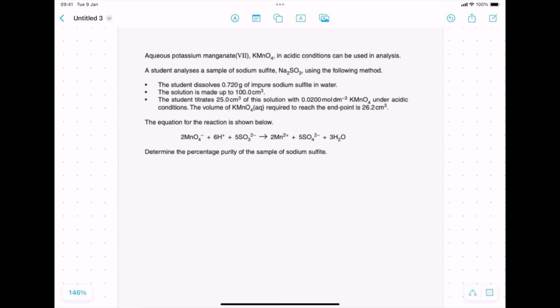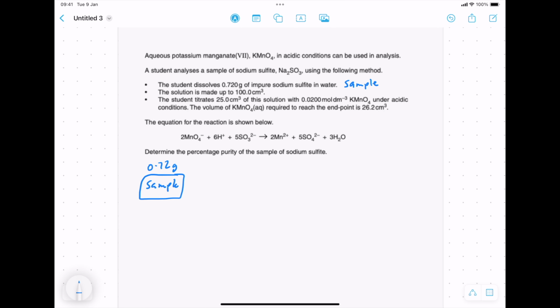So it says aqueous potassium manganate in acidic conditions can be used in analysis. A student analyzes a sample of sodium sulfite using the following method. The student dissolves 0.72 grams of impure sodium sulfite in water. Right, so at this point, I'm going to start putting labels on the different things it talks about. So the sodium sulfite, this is the sample. So let's put a little box, there's the sample, and we have 0.72 grams of it.